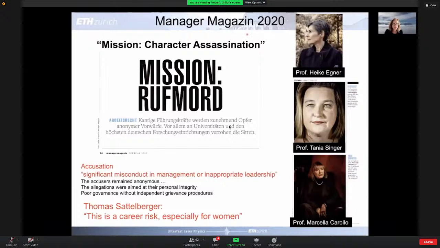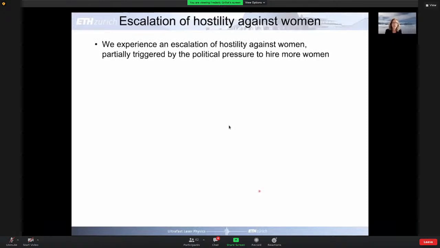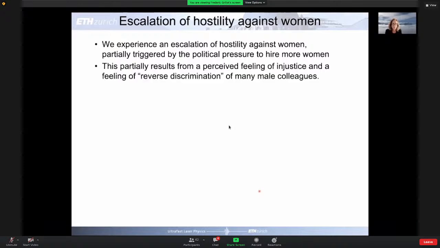In this management magazine published in 2020, these cases were compared, and a German politician commented in this article, this is a career risk, especially for women. So why do we have this escalation of hostility against women? This is partially triggered by the political pressure to hire more women. It partially results from the perceived feeling of injustice and reverse discrimination of many male colleagues. Reverse discrimination means that now white males are discriminated against in the selection process for a professor position, for example.